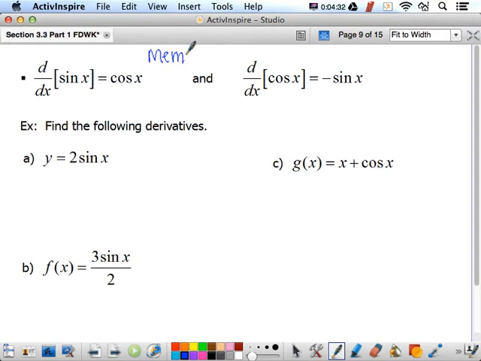You need to go ahead and memorize that the derivative of sine is cosine, and the derivative of cosine is negative sine, as long as the variable is just a plain variable, plain x or plain t or plain whatever. It can't be like 3x or 5x. So these are only for the most basic trig functions. So the derivative of sine is cosine, and the derivative of cosine is negative sine.